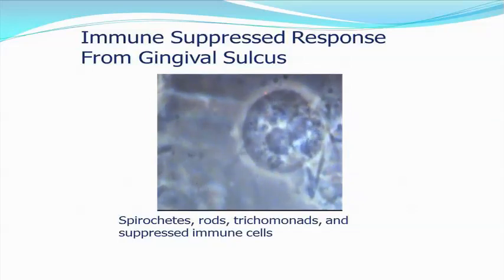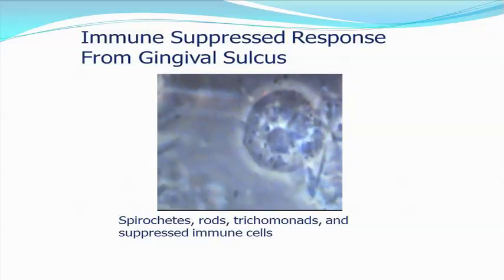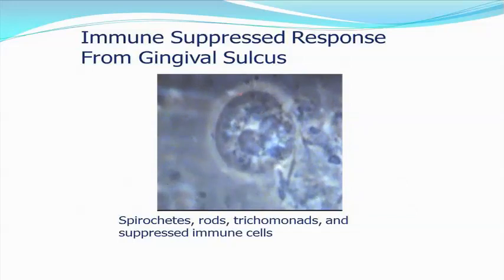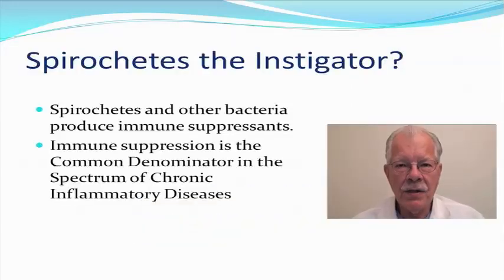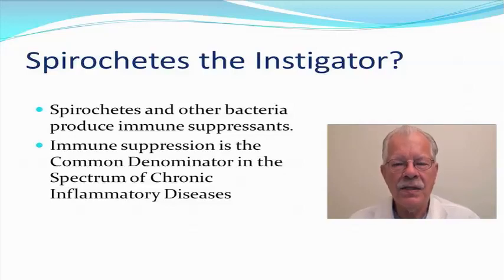So when we look at immune suppression, the gingival sulcus is a great example of what is probably happening in all the chronic inflammatory diseases, wherever they are found in the body. Spirochetes and other bacteria actually get in the immune cells and can produce immune suppressants, which suppress the entire immune system of the body. So it's very difficult for the body to fight cancer or anything else as long as we have spirochetes or periodontal disease and a spirochetal disease. Immune suppression seems to be the common denominator in all the chronic inflammatory diseases.